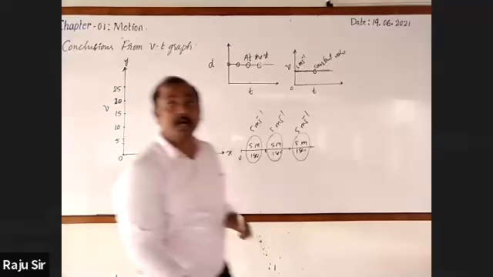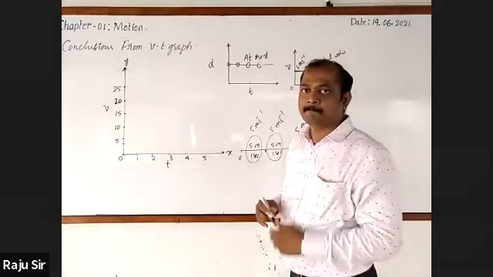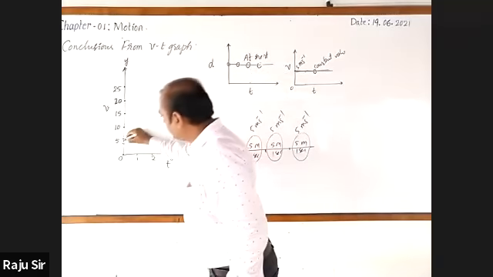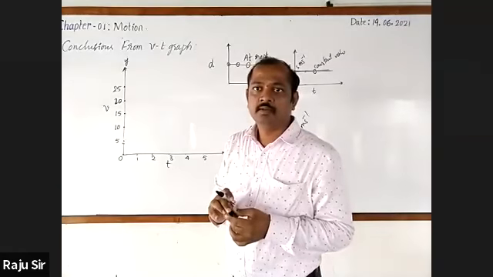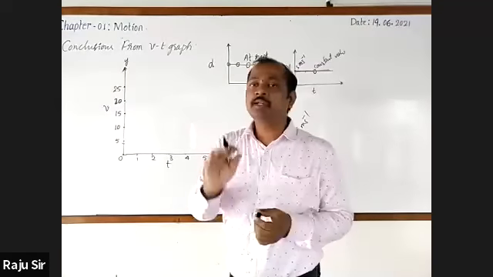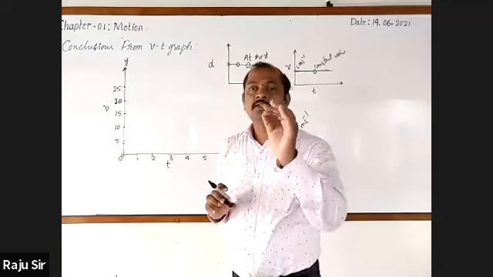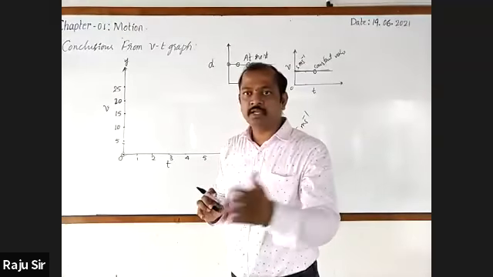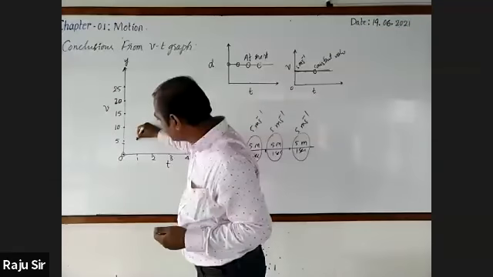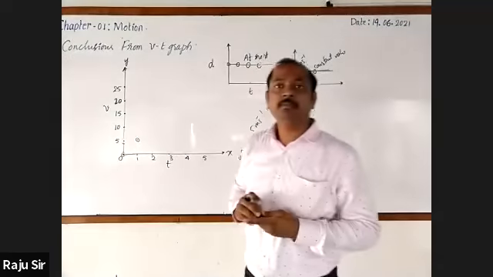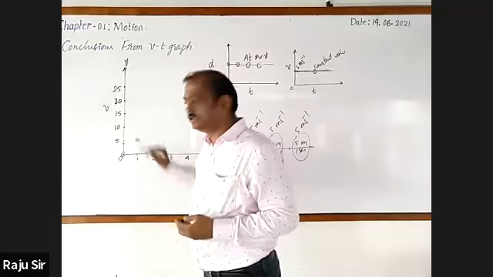Now, this graph is over. I'll go on to give you another graph. Just observe. Assume that at 0 second, what is the speed of the body? 0 meters per second. The speed of the body at 0 second is 0 only. And assume that in 1 second, the body has attained the velocity of 5 meters per second.